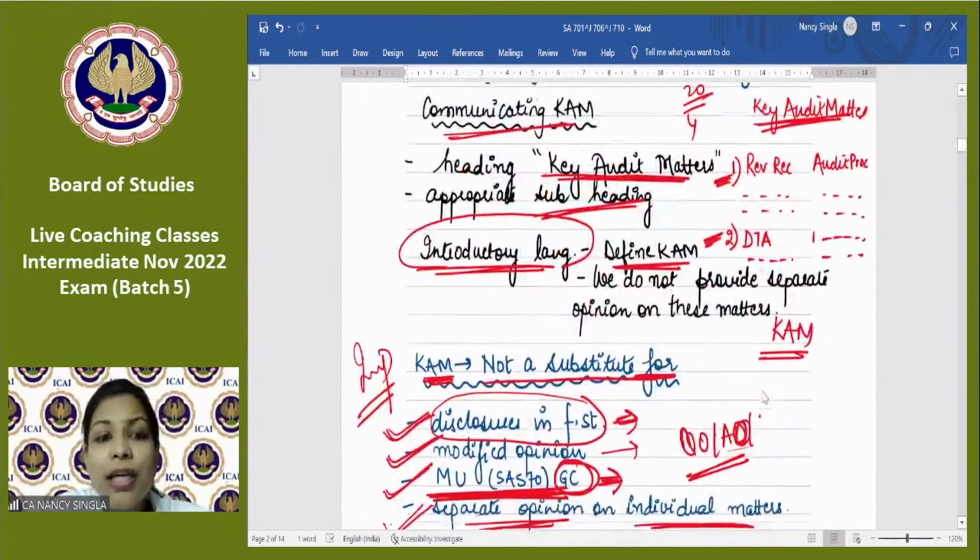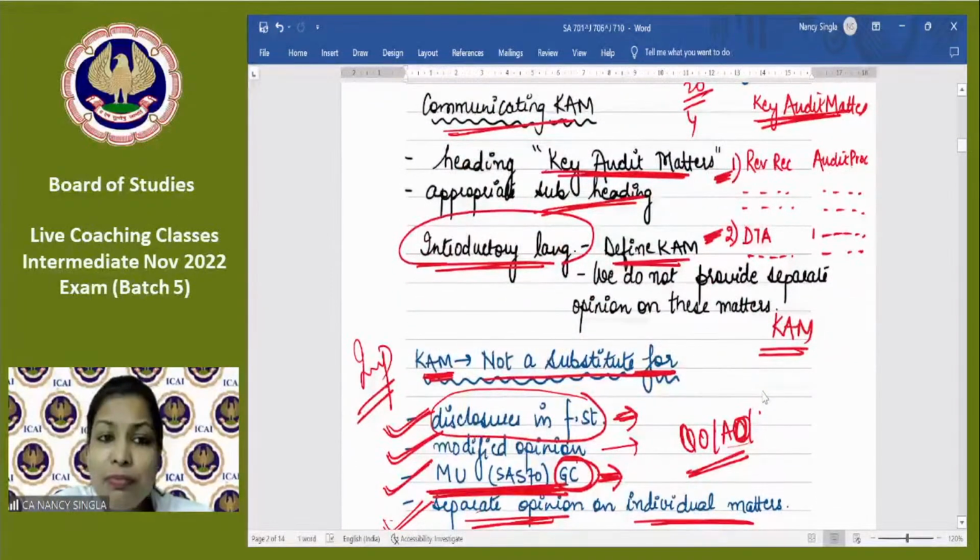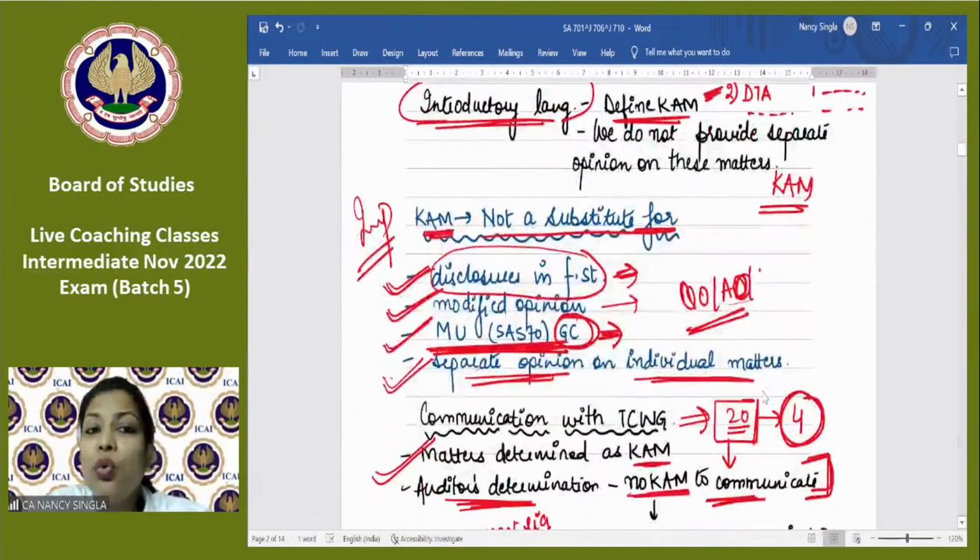Now, how to communicate? The heading Key Audit Matter will come, then a subheading for the matter, and then the audit procedures. Further, this standard requires the auditor to define in the introductory language what a key audit matter is, and to specifically mention that we do not provide a separate opinion on these matters.